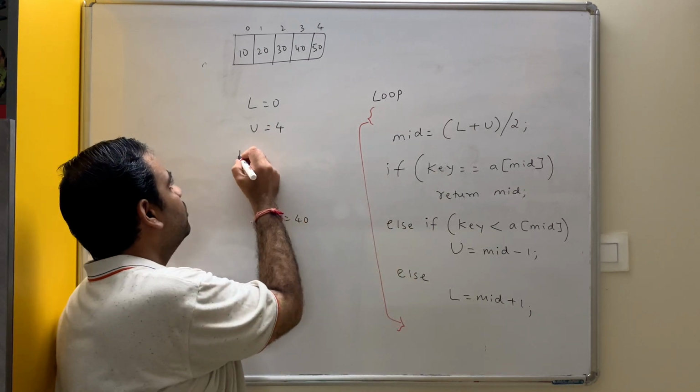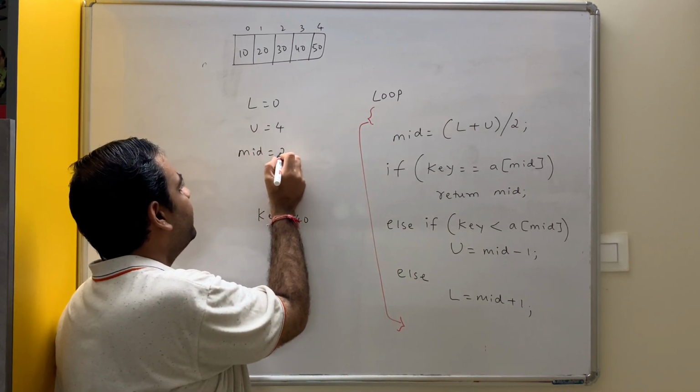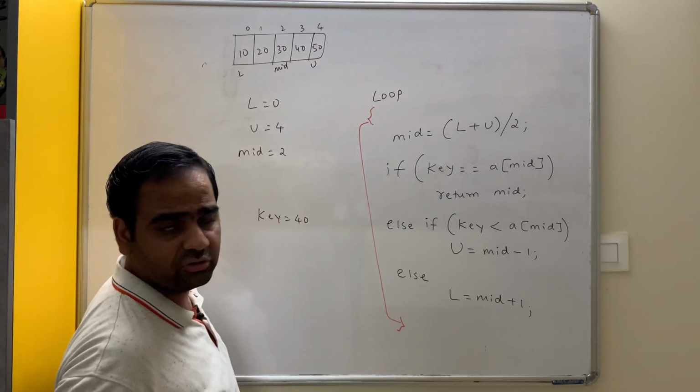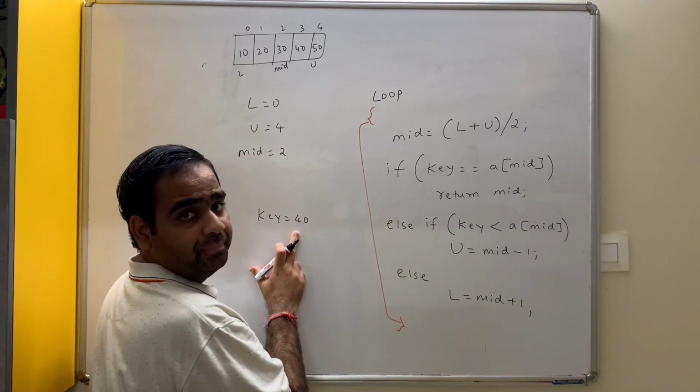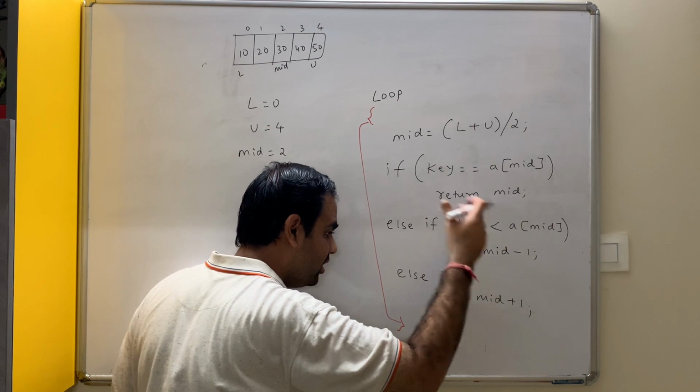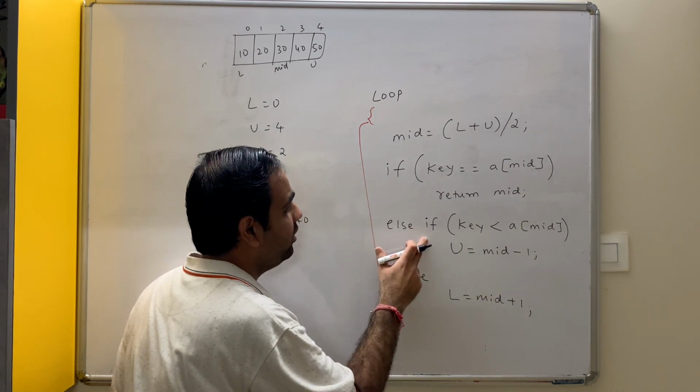Now mid is equal to lower limit plus upper limit divided by 2. This is 2. This is the midpoint. This is lower limit. This is upper limit. Now check. What is the value of key? 40. Is 40 equal to 30? No. Is 40 less than 30? No. That means 40 is greater than 30.